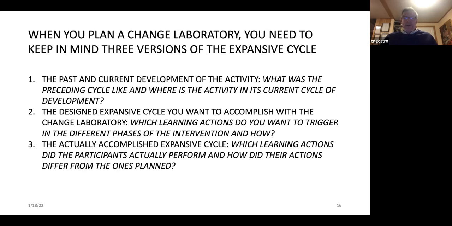And thirdly, you actually have to acknowledge that what happens is never what you planned. The actually accomplished expansive cycle is different from what you intended, because it is not your cycle, it is the cycle of those learners. So which learning actions did the participants actually perform, and how did their actions differ from the ones you had planned? This deviation, this difference between your plan and the actual events, is crucial, because it is the gap that you need to study to understand how the agency of the learners emerges.